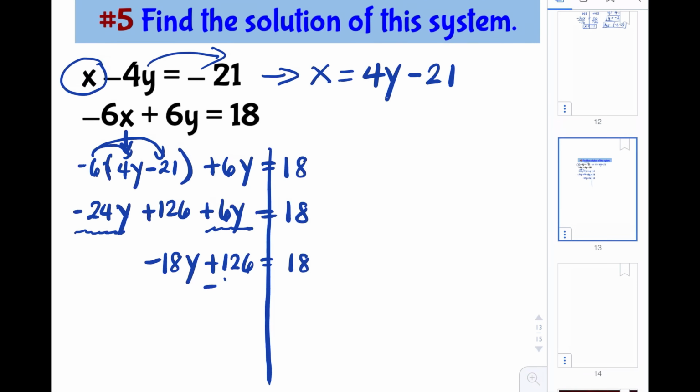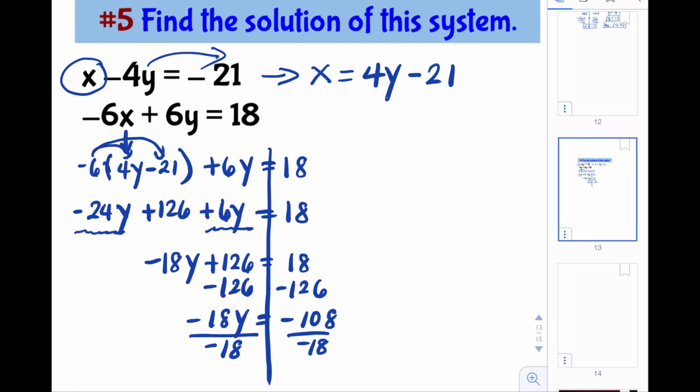Now we need to subtract 126 from both sides. And we have negative 18y is equal to negative 108. Now we need to divide both sides by negative 18. And negative 108 divided by negative 18 is positive 6. So our y value is 6.